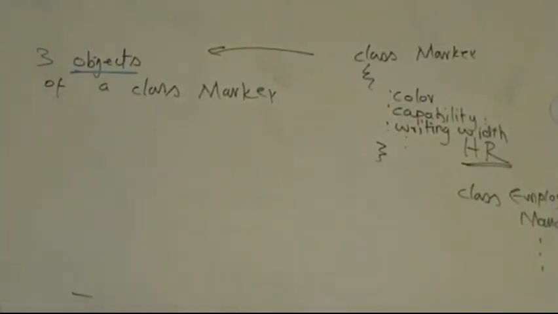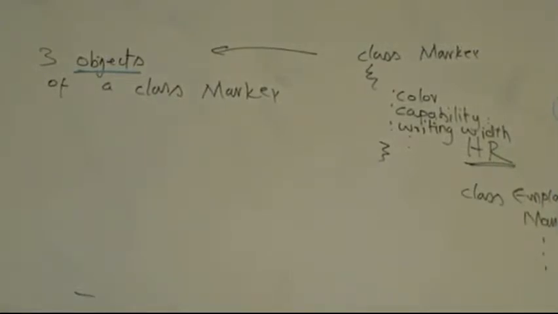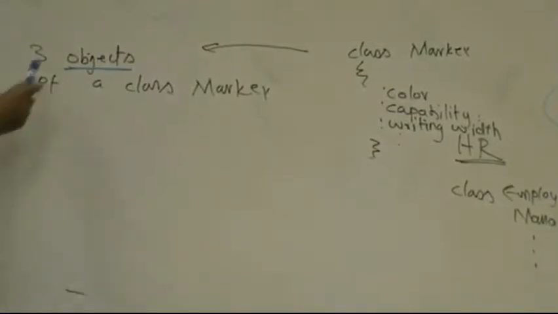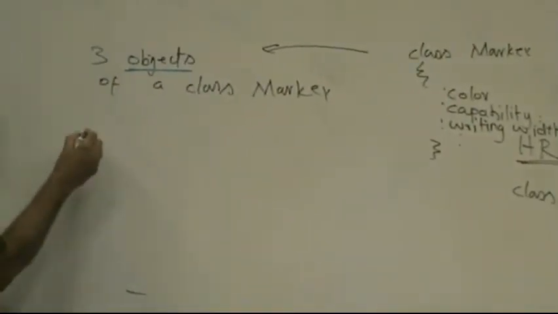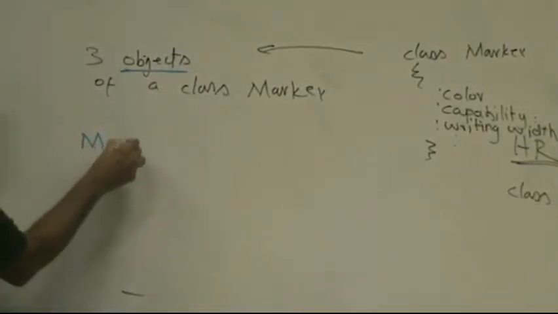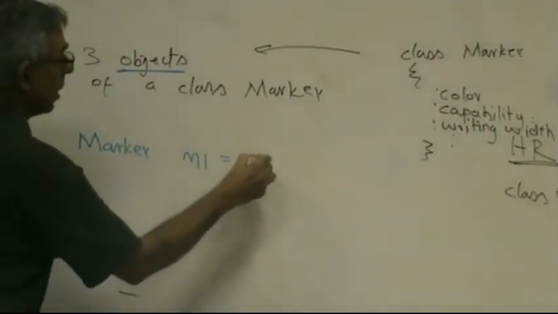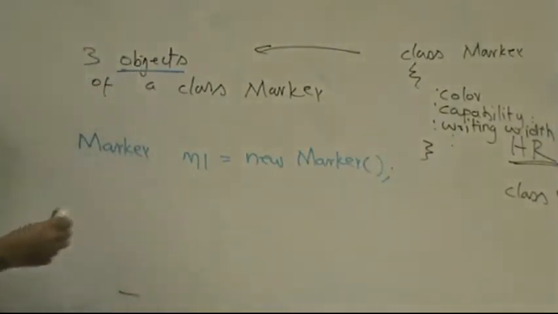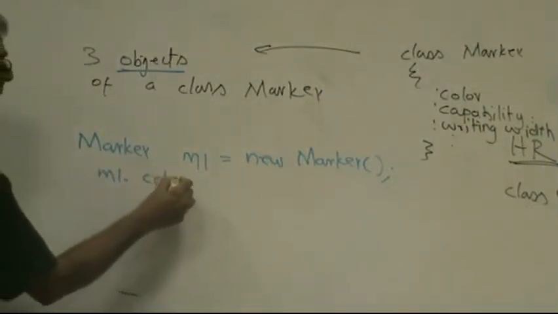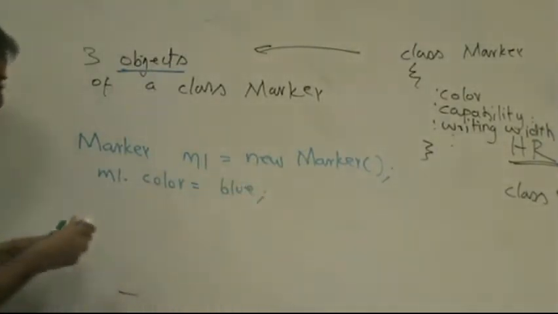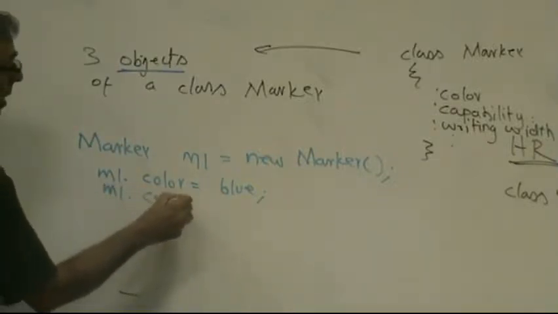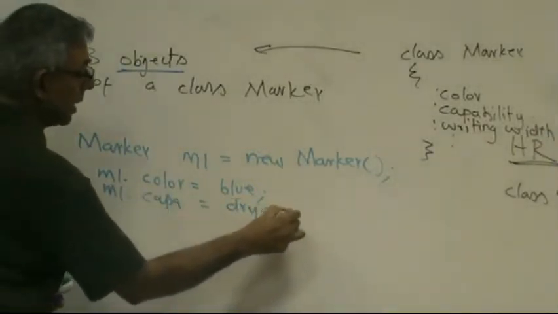So in popular object-oriented languages such as Java, such as C#, how do we create one object of it? Our syntax goes something like this. We will say marker M1 equal to new marker. Okay, so we have created, for example, one marker, right? Then we will say M1 dot color equal to blue. So this is the blue marker, right? So M1 dot capability equal to dry erase as an example, right?